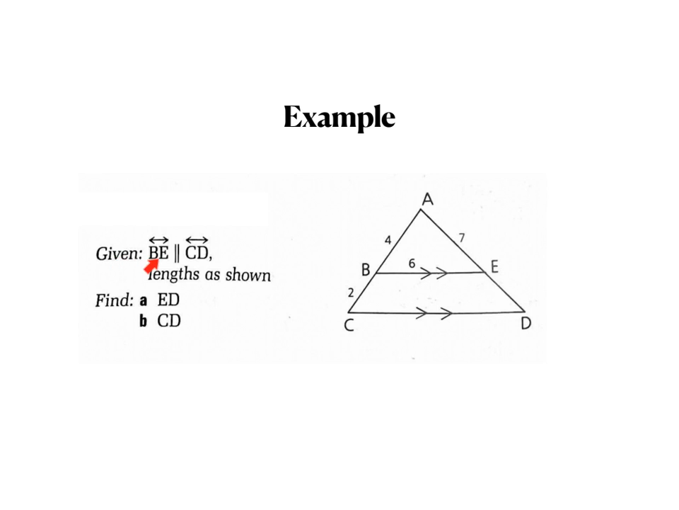So if I'm given that BE is parallel to CD, I want to find ED here, and I'd also like to find CD. So I'm looking for ED and CD. So set up some proportions and solve. Press pause on your video. When you're ready for the answer, press play again.